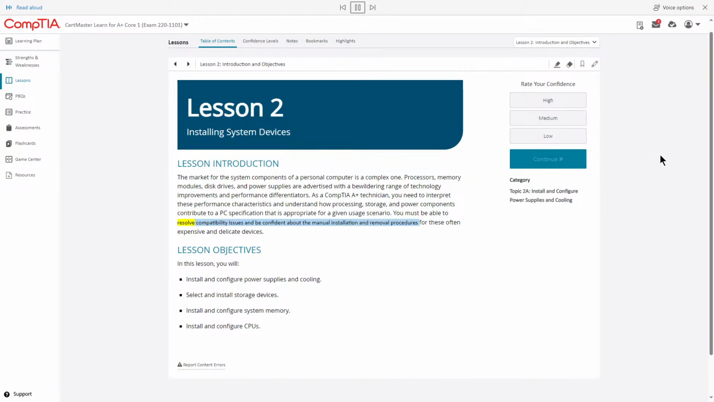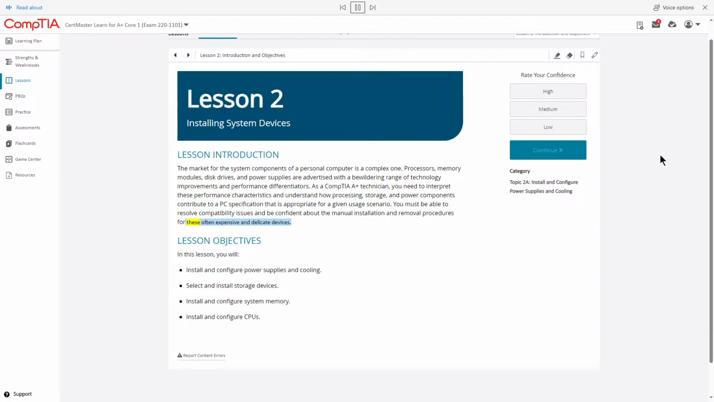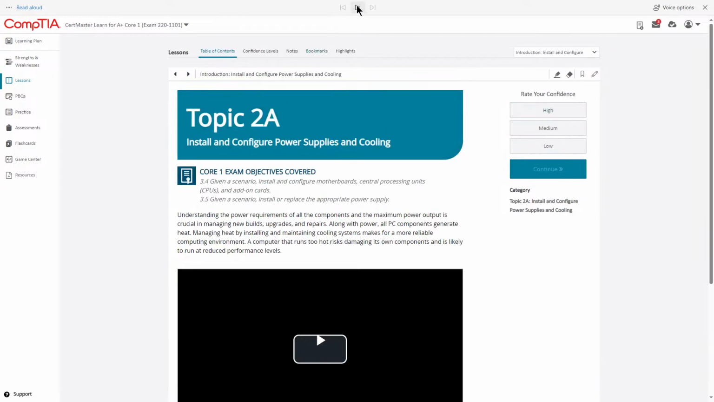You must be able to resolve compatibility issues and be confident about the manual installation and removal procedures for these often expensive and delicate devices. Lesson Objectives. In this lesson, you will install and configure power supplies and cooling. Select and install storage devices. Install and configure system memory. Install and configure CPUs.